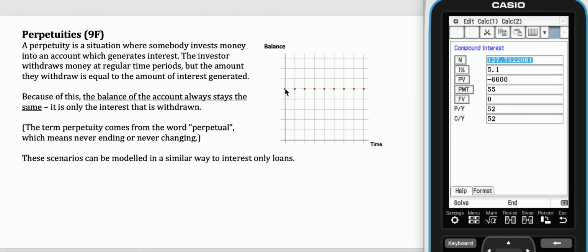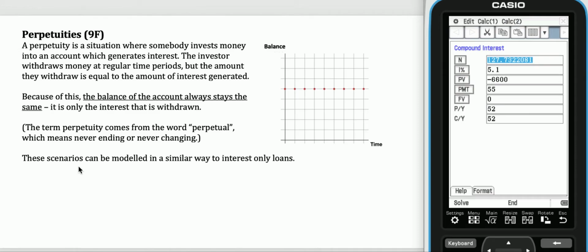On a graph, over time, a perpetuity just looks like this, where the balance isn't going up or down, because what's happening in between each time period is we're just getting a little bit of interest, but then we're taking that interest straight back out. And so over time, the balance doesn't increase or decrease, it just stays the same. You don't have to know this, but the term perpetuity actually comes from the word perpetual, and perpetual just means never ending or never changing.